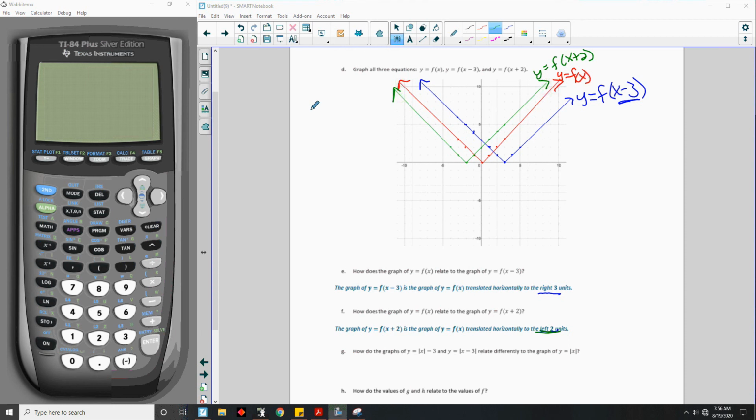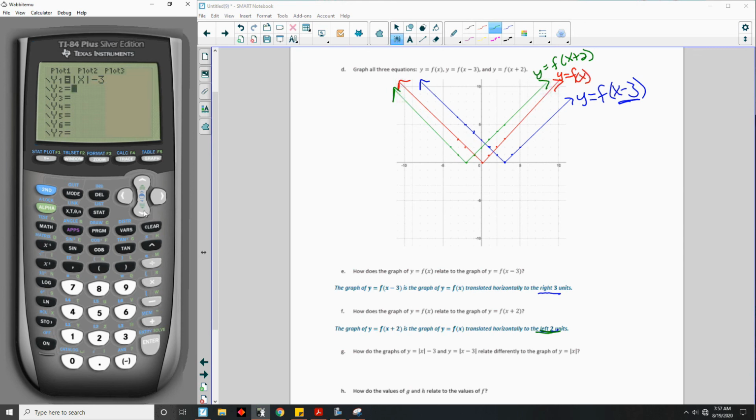Okay, to show you the difference between these two, I've decided to get the calculator out and show you what happens graphing those. So if I go to y equals and substitute in the absolute value of x with minus 3 on the outside, to do an absolute value in the calculator, you go math, arrow over to number, and it's number 1. Absolute value of x, arrow outside of that, and put minus 3.